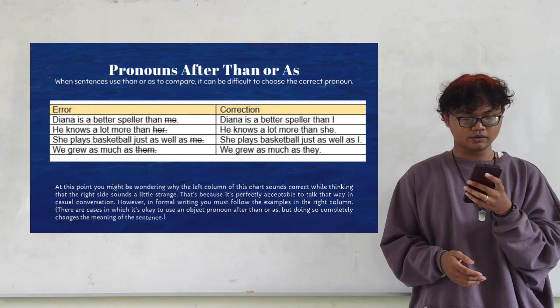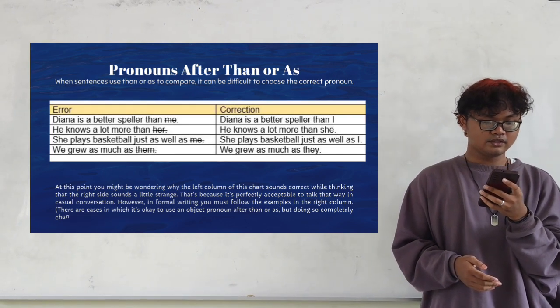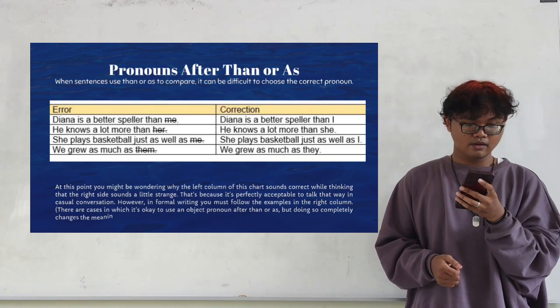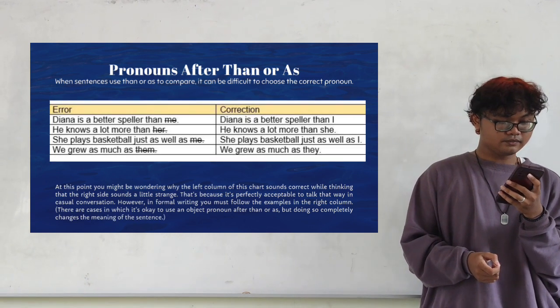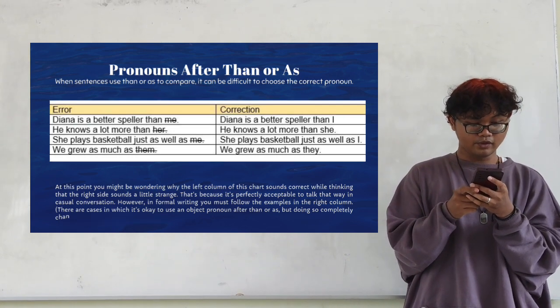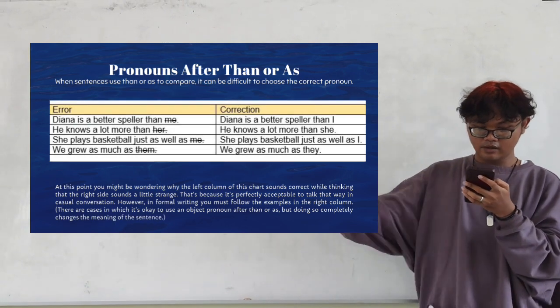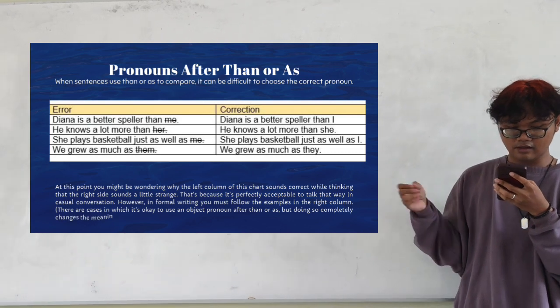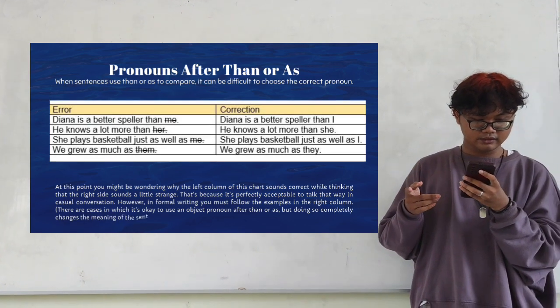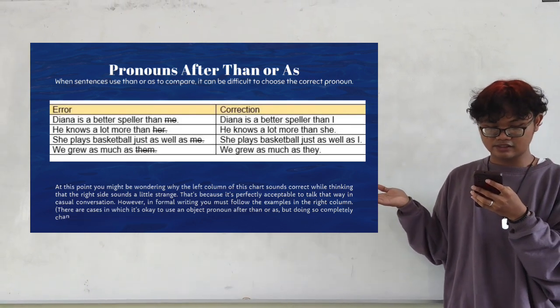"She plays basketball just as well as me." The correction is "She plays basketball just as well as I." "We grow as much as them." The correction is "We grow as much as they." At this point, you might be wondering why the left column of this chart sounds correct, while the right side sounds a little strange.